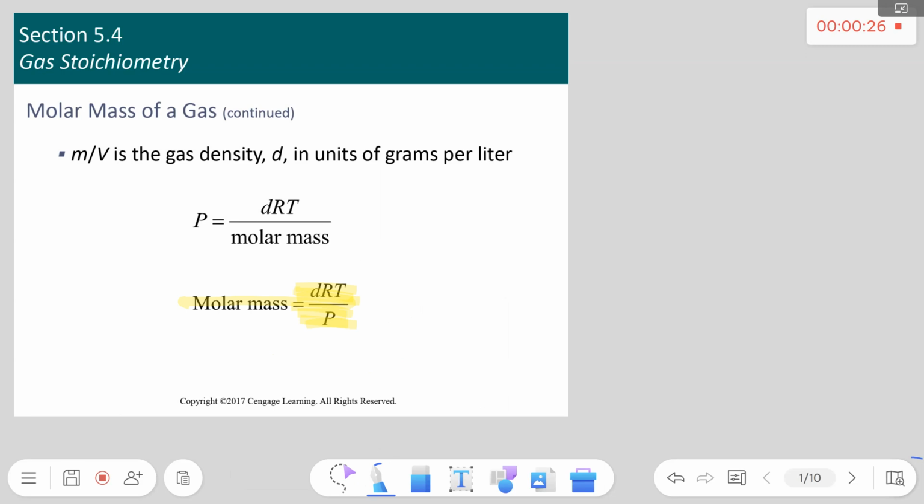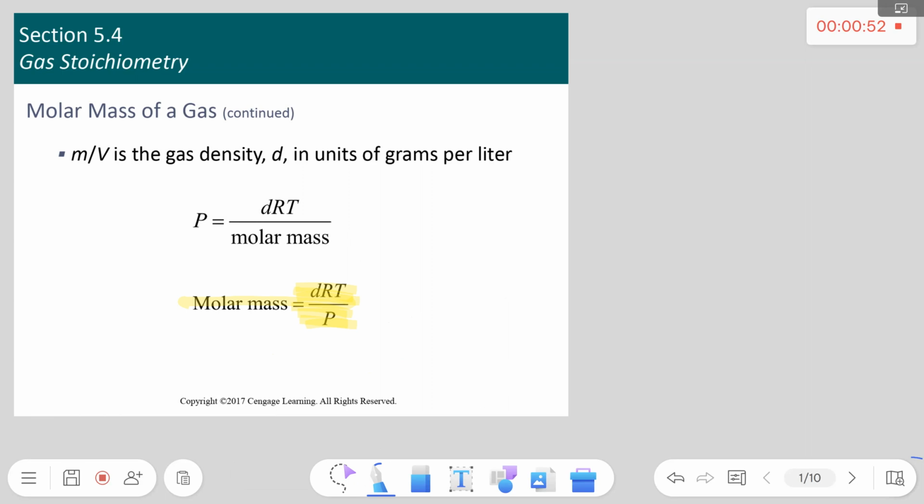Molar mass of a gas equals density times your gas constant R times temperature, still in Kelvin, divided by pressure, still in atmospheres. So if I don't know the molar mass of a gas, but I do know its density and temperature and pressure, we can find its molar mass. It's not too far of a stretch, usually just a plug and chug situation.